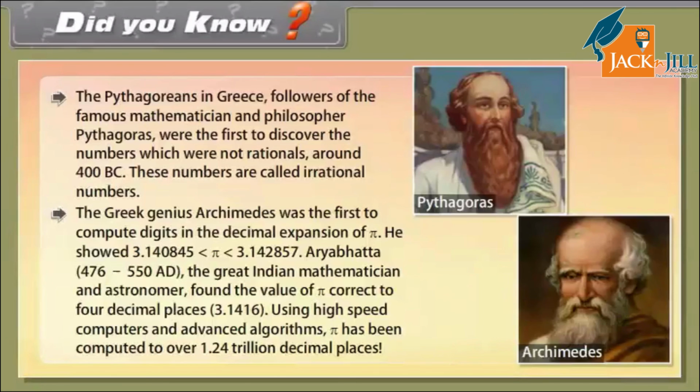3.142857. Aryabhata, 476 to 550 AD, the great Indian mathematician and astronomer, found the value of pi correct to 4 decimal places, 3.1416. Using high-speed computers and advanced algorithms, pi has been computed to over 1.24 trillion decimal places. Summary.